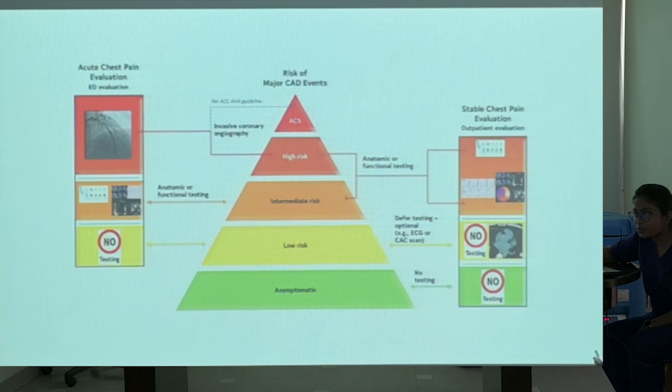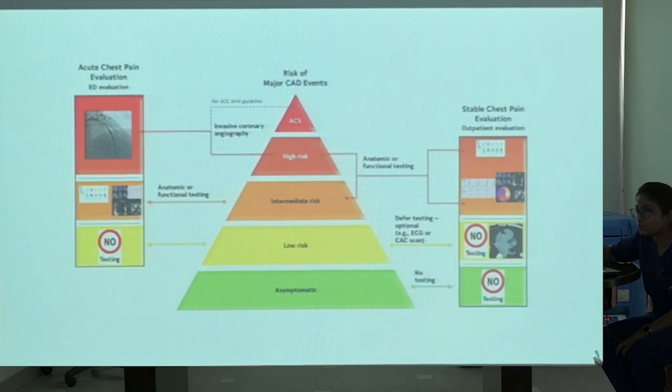So the acute chest pain evaluation, with patients having major risk of cardiovascular accidents or events, the high risk patients, as per the anatomical and functional testing also included, and the patients more prone to develop any acute coronary syndrome, they should undergo, if indicated, invasive coronary angiography.